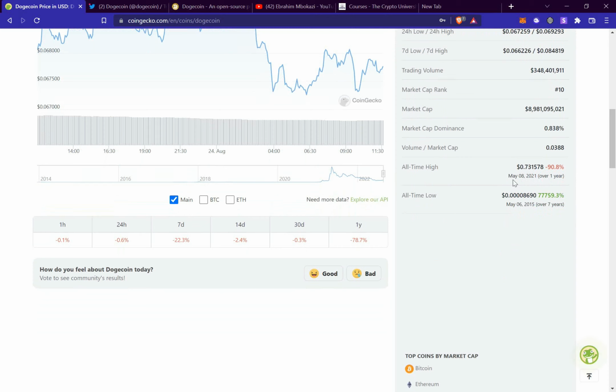As you can see, this was the all-time high of Dogecoin. It went all the way up to 73 cents on the 8th of May. That was in 2021, over a year ago. And the all-time low was 7 years ago, which I can't even say this digit right here. But as you can see, it has gone up over 77,000% over a 7-year period.